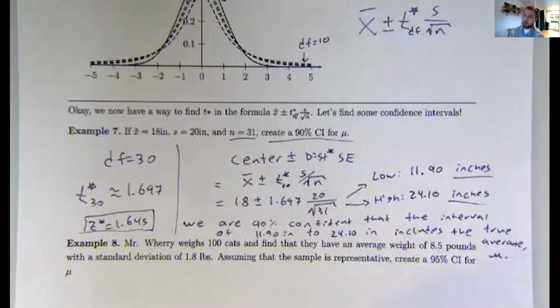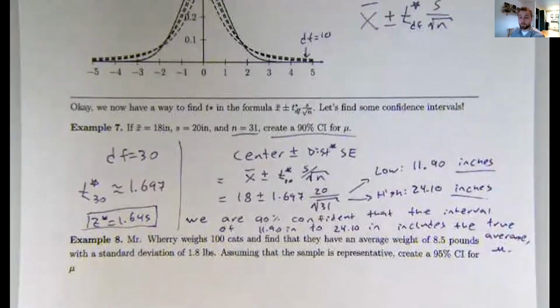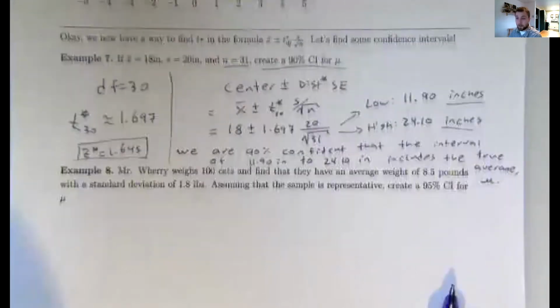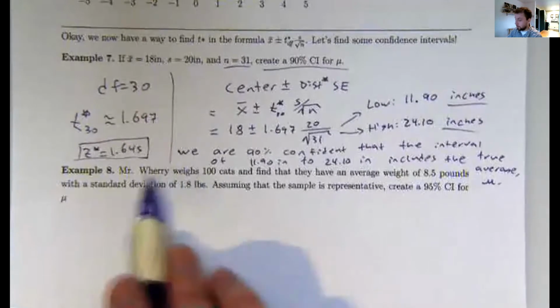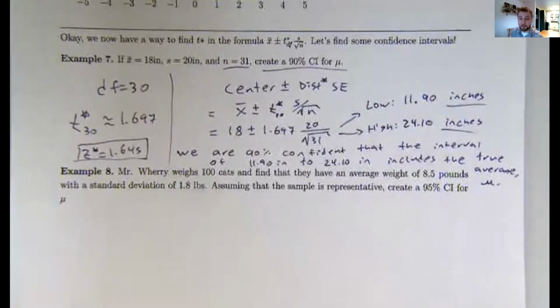So if this was trout in a river, based off of these 31 trout for the length, I've made a conclusion about what should be going on with all trout in that lake or river with 90% confidence. I want to do another one. Dream job here. Miss Worry weighs 100 cats and finds they have an average weight of 8.5 pounds with a standard deviation of 1.8 pounds. Assuming that the sample is representative, create a 95% confidence interval for mu.